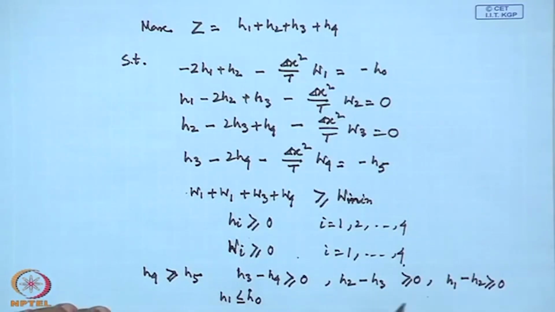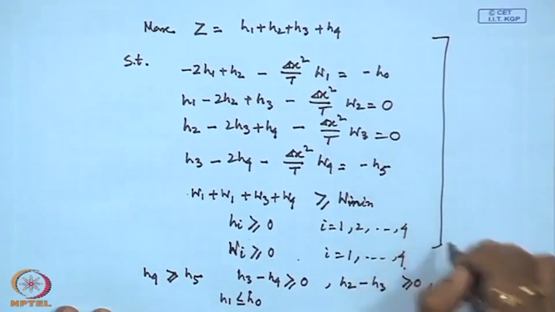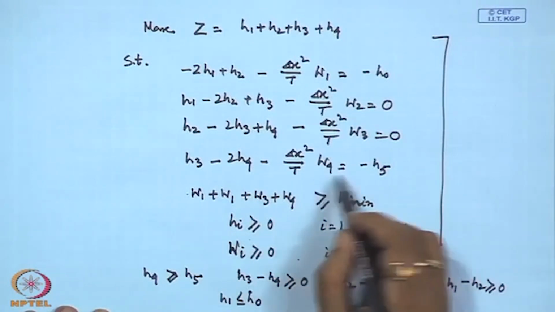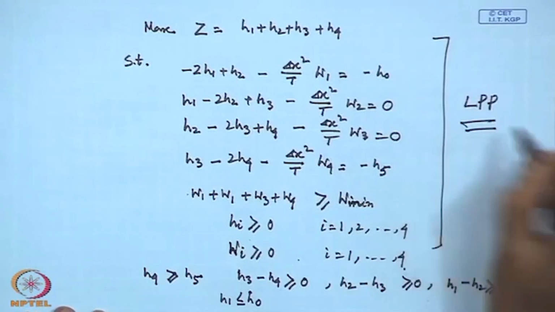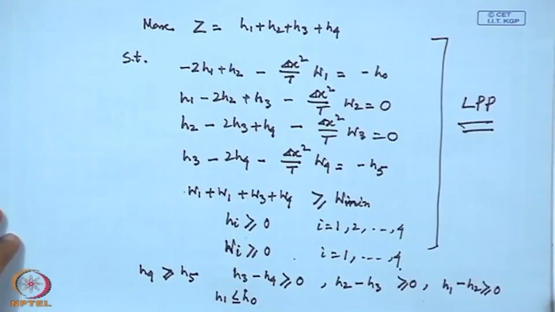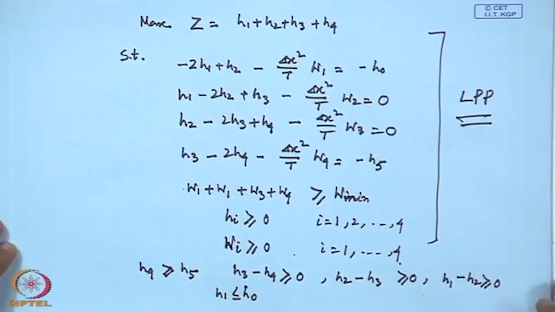So, these are the additional constraints that will be required for solving the problem, and the full equation, because this is linear in nature, we can solve it using LPP. So, this is all about the management of confined aquifers. Okay, thank you.